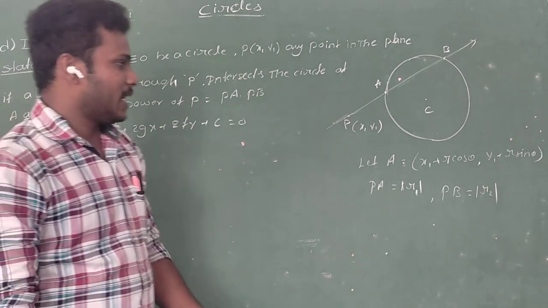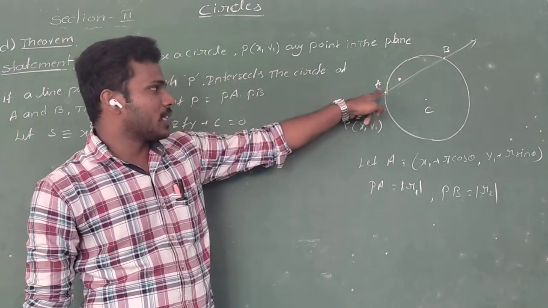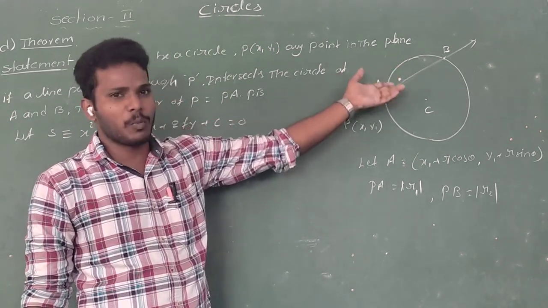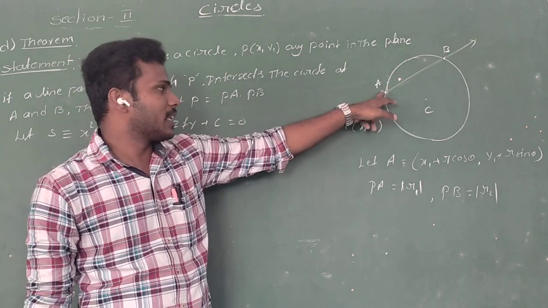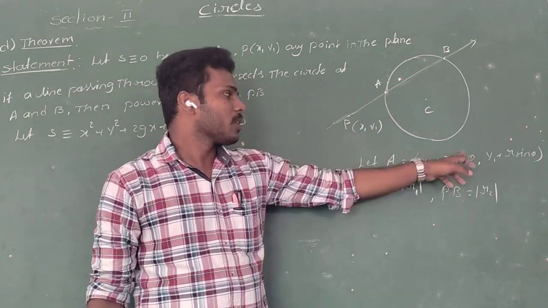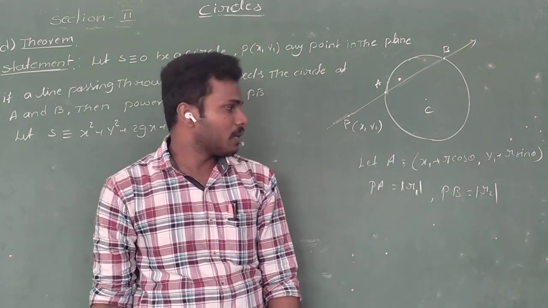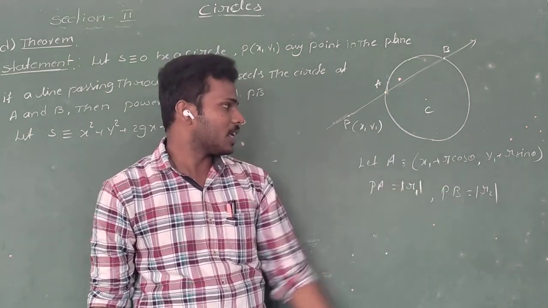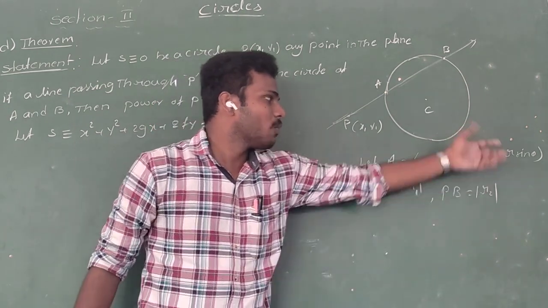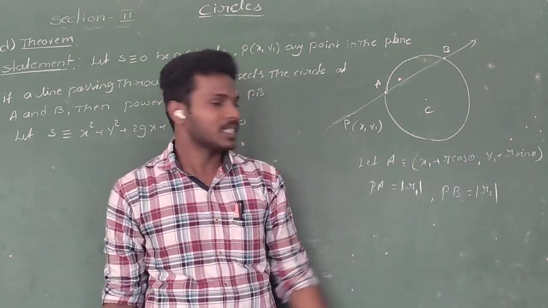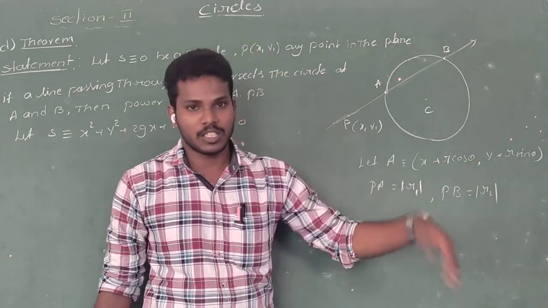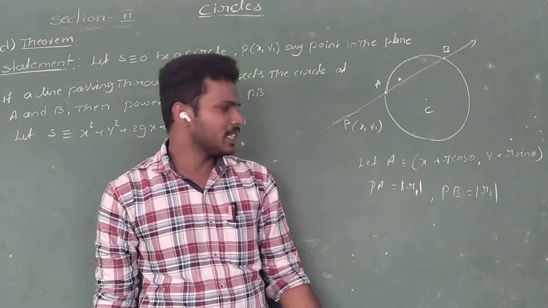Consider here, let A be a point on the circle and B also a point on the circle. I can take any one point, either A or B. So I can take A in parametric form: A is x1 plus r cos theta, y1 plus r sin theta. Otherwise you can take x plus r cos theta, y plus r sin theta, no problem. You can substitute in the place of point A.